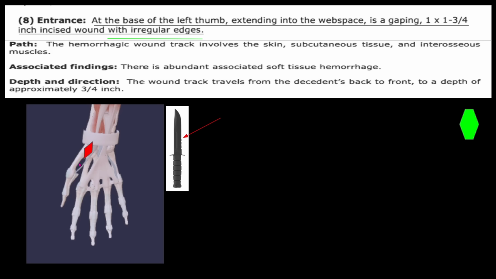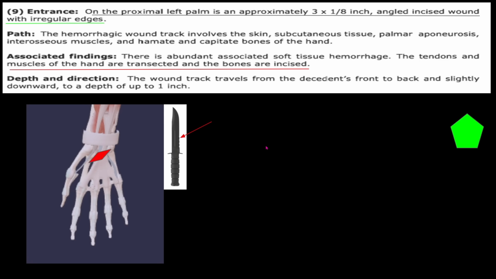Then there's this wound that we've all heard about that got the soft part in between the thumb and the index finger that cut down the arm. At the base of the thumb, extending into the web space, is a gaping 1 3/4 inch incised wound, again with irregular edges indicating a serrated blade, another defensive wound.